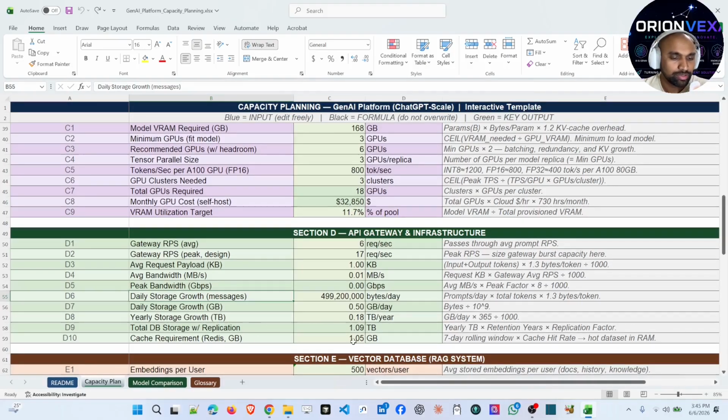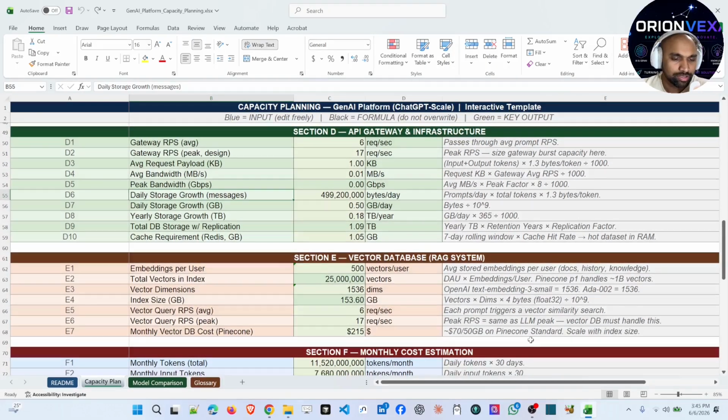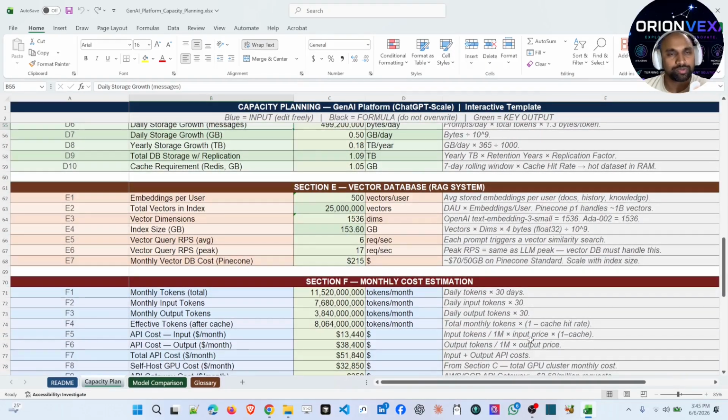And cache requirement is almost the same. 7-day rolling window and cache hit rate, that is the total hot RAM required from the cache server. Next, come to the vector database. Vector database we use for retrieval augmented generation. Embedding per user, we are considering around 500 vectors per user. Total vectors in the index is around 25 million vectors. That is daily average users into embedding per user. Pinecone P1 handles around 1 billion records at a time.